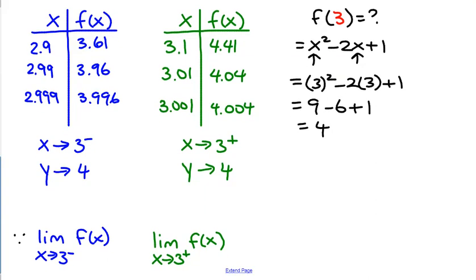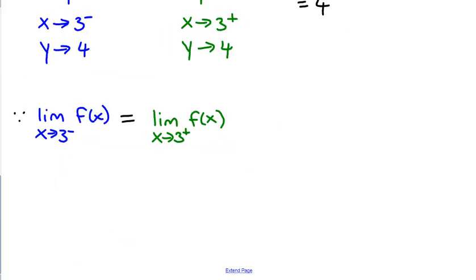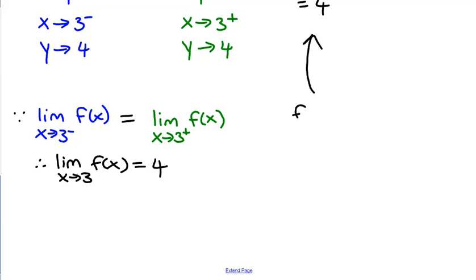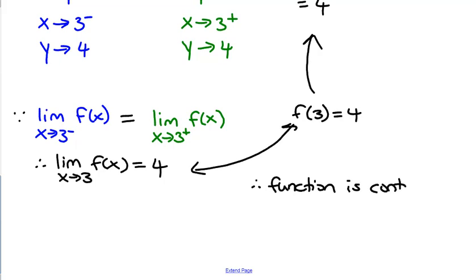So since these are equal, the limit exists. Therefore, the limit as x approaches 3 for your function is equal to 4. They both match, they both approach 4. From what we solved over here, we found that f at 3 is equal to 4. Since those match, now we can say, therefore, the function is continuous.